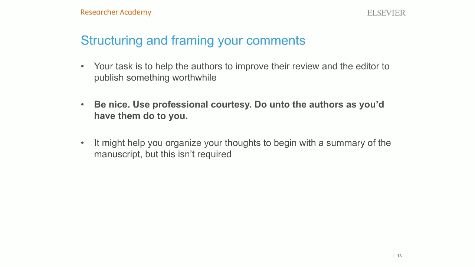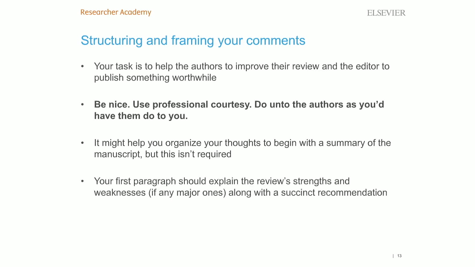It might help you to organize your thoughts if you want to give a summary of the manuscript. For reviews, I don't think this is required because the review should summarize itself in the abstract and introduction pretty clearly. If you want to do this as a way to organize your own ideas, that's fine, but don't feel compelled to. I find it helpful when the first paragraph of the reviewer comments gives a broad summary of what you think the manuscript's strengths and weaknesses are, if there's any major weaknesses at all, and a succinct recommendation about how the authors need to improve it to merit publication, or whether it's mostly okay to publish on its own already.